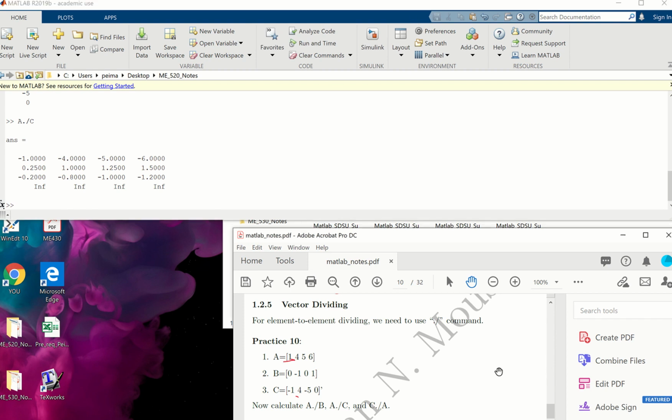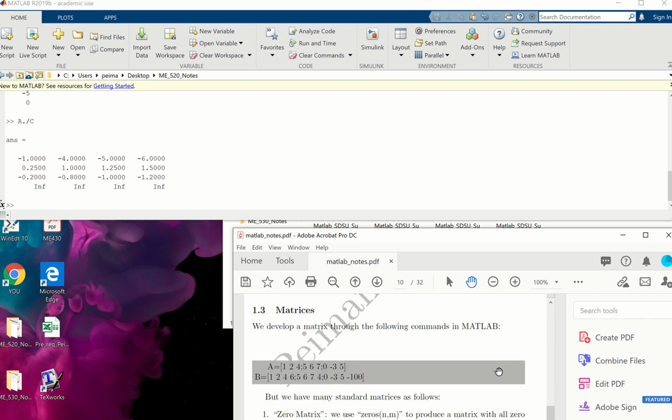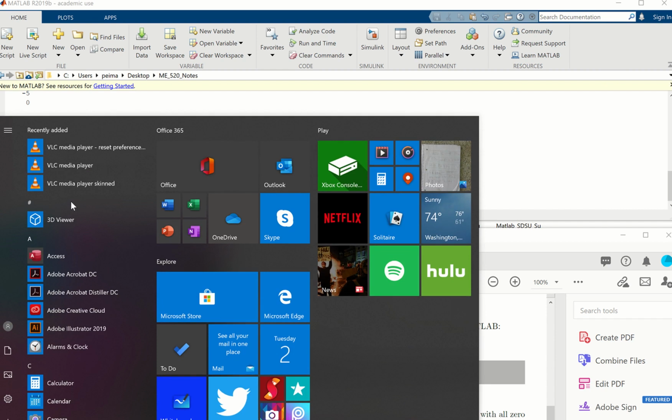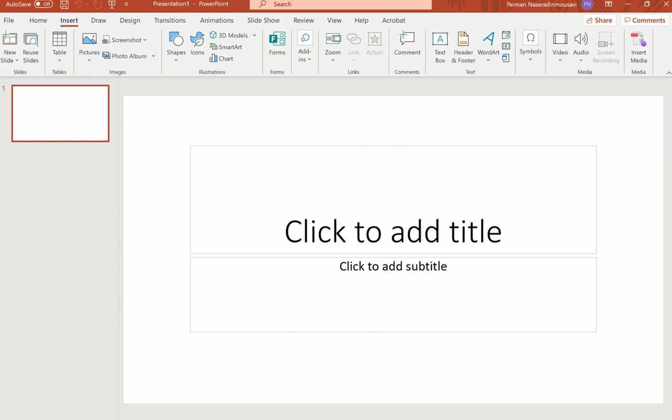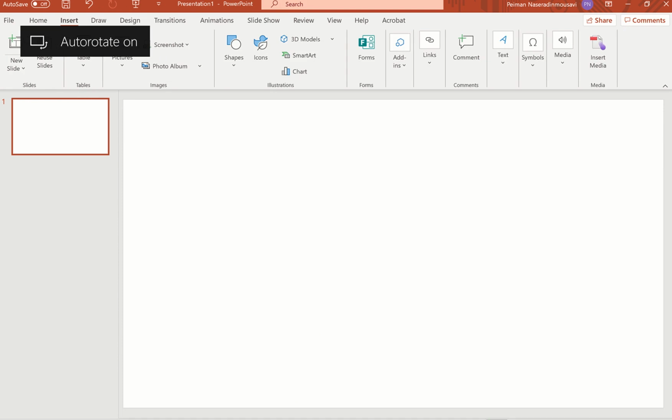Now, after having the preliminary vision about the vectors, let's move on to matrices. So we develop a matrix through the following command in Matlab. So suppose that we want to have, let me go to our PowerPoint. Okay, guys. So this is our PowerPoint. The matrix is a very important component in engineering, guys. Okay, a very important component.